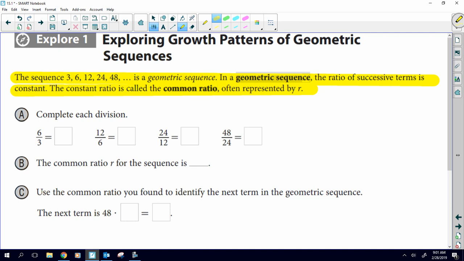6 divided by 3 is 2. 12 divided by 6 is 2. 24 divided by 12 is 2. And 48 divided by 24 is 2.